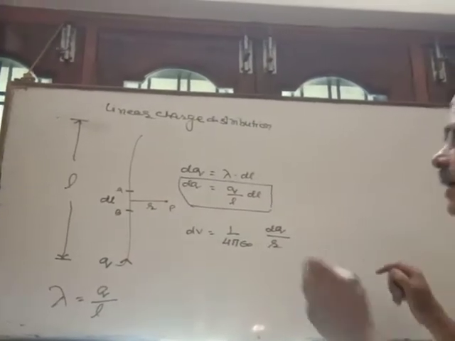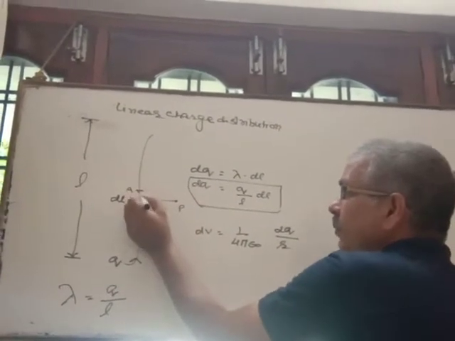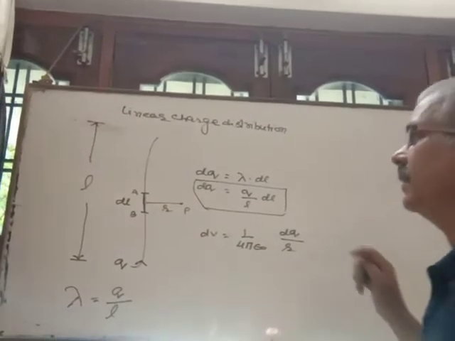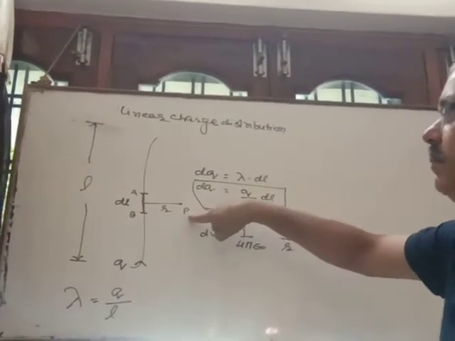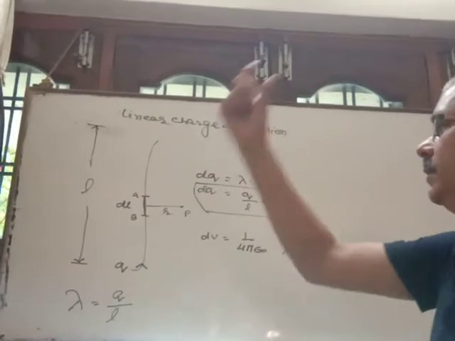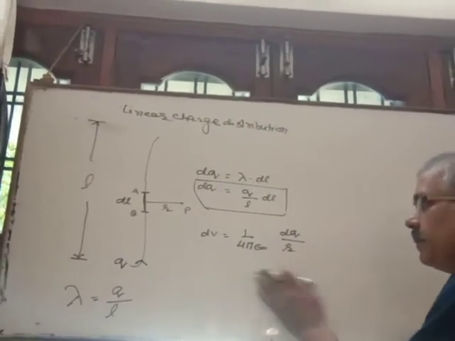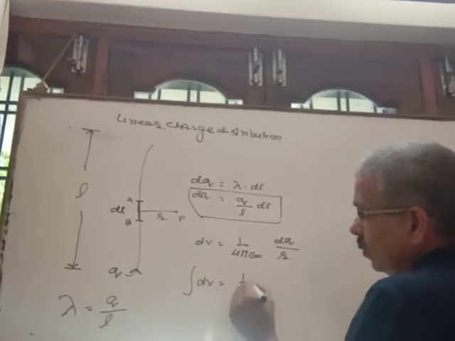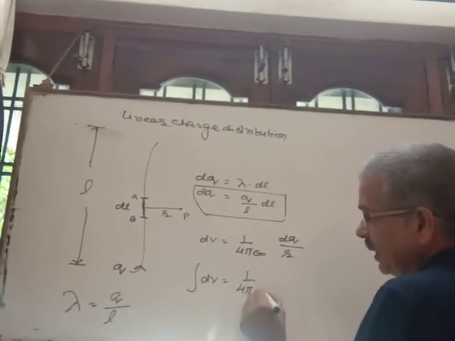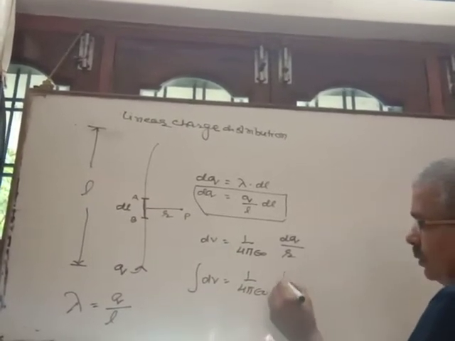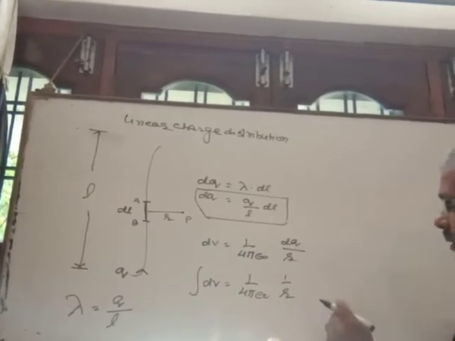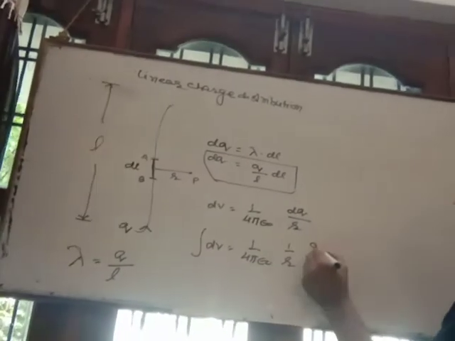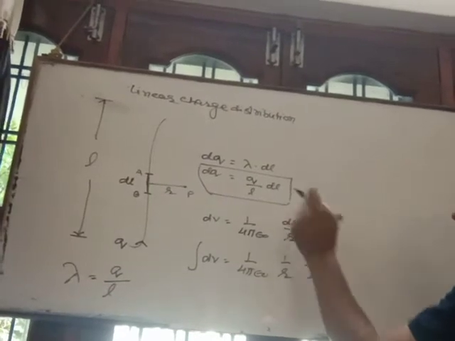This is the potential at point P due to this small segment only. But our ultimate aim is to find the net potential at point P due to the whole charged wire. For this purpose we will integrate it. The integration of dV is equal to 1 by 4 pi epsilon 0 into 1 by R into dq, where dq is Q by L dl.